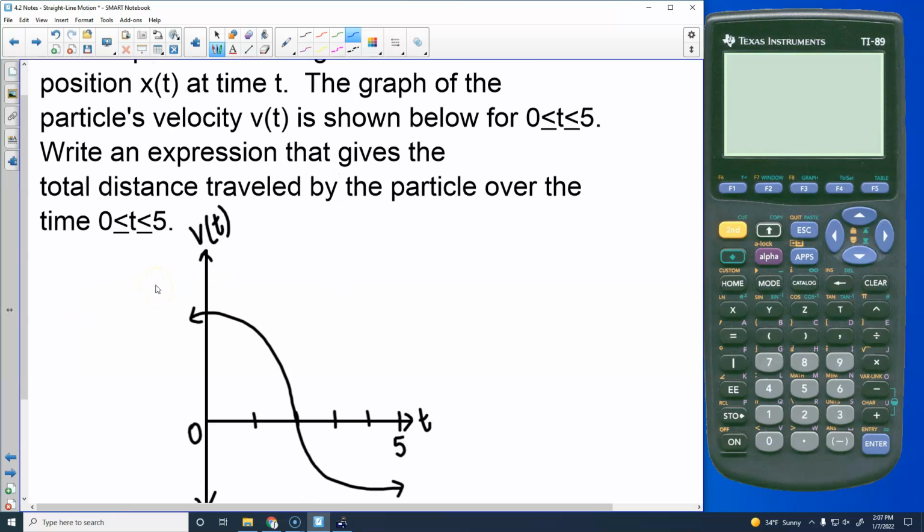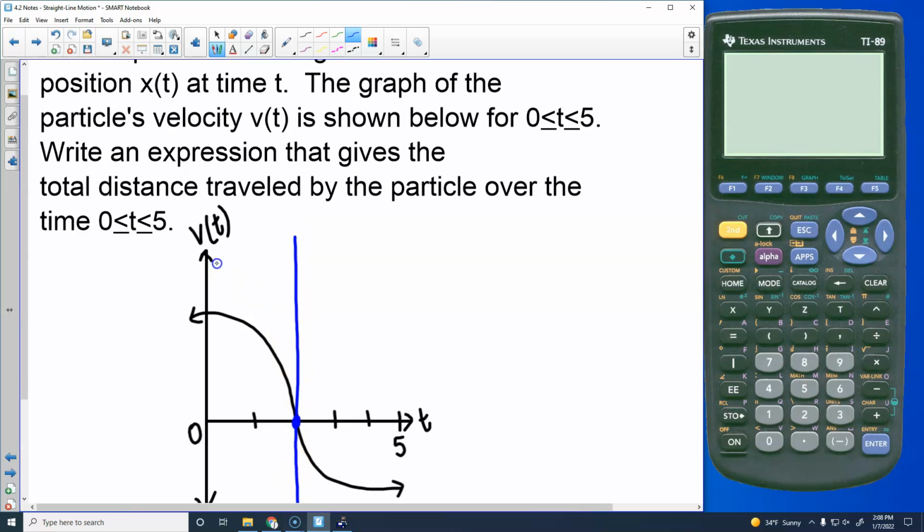So this is not our position. This is velocity. So velocity, remember, can tell us whether the particle is traveling to the right or to the left. Okay, so we care about our critical points. What's our critical point for this one? 2, right here.